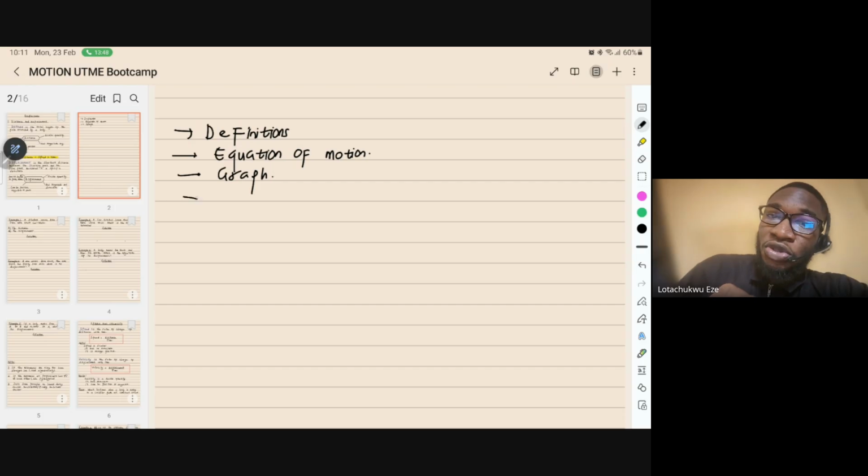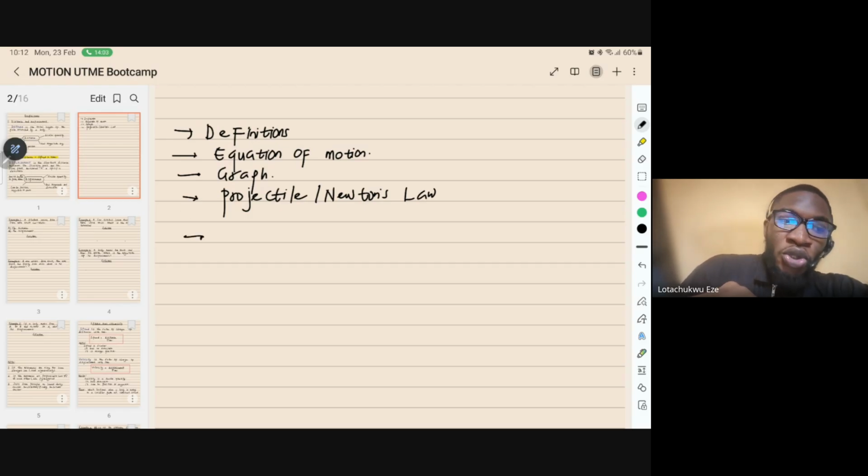Then the next one is going to be your projectile. We're going to look at projectiles and Newton's law. We'll look at Newton's law as well, right? Then we'll also look at momentum, momentum and circular motion.